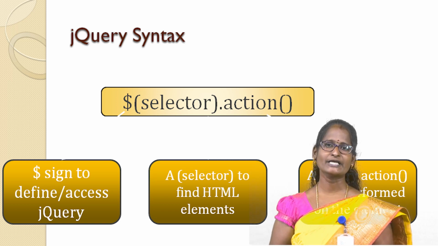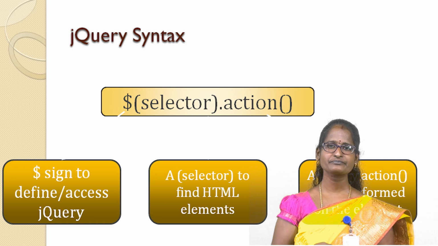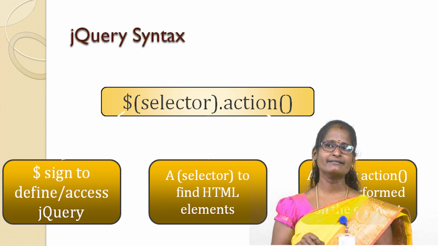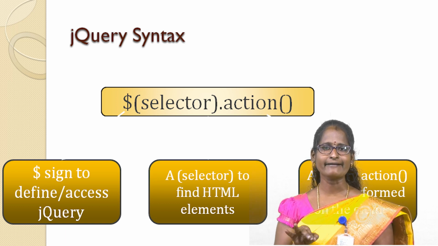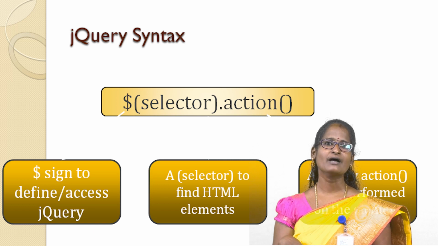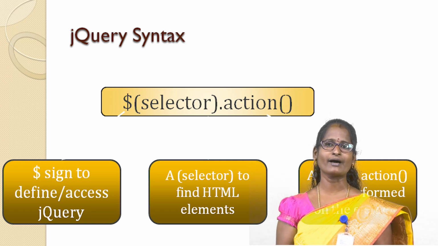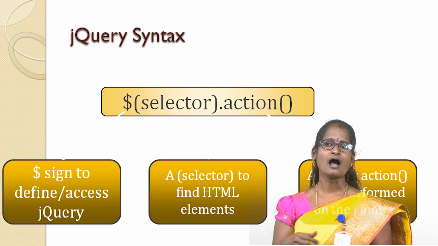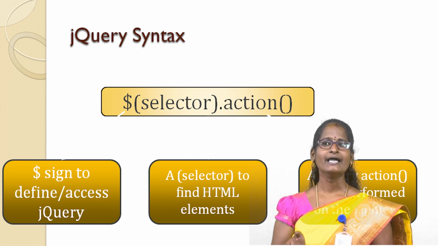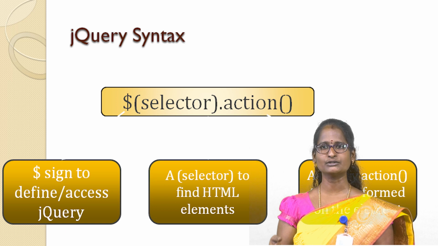For example, jQuery is used in the example syntax $(this).hide(). In this method, we hide the current element only. Second one is $("p").hide(), which hides all p elements. Then $(".test").hide() hides all elements with class equal to test. Then $("#test").hide() hides the element with ID equal to test.